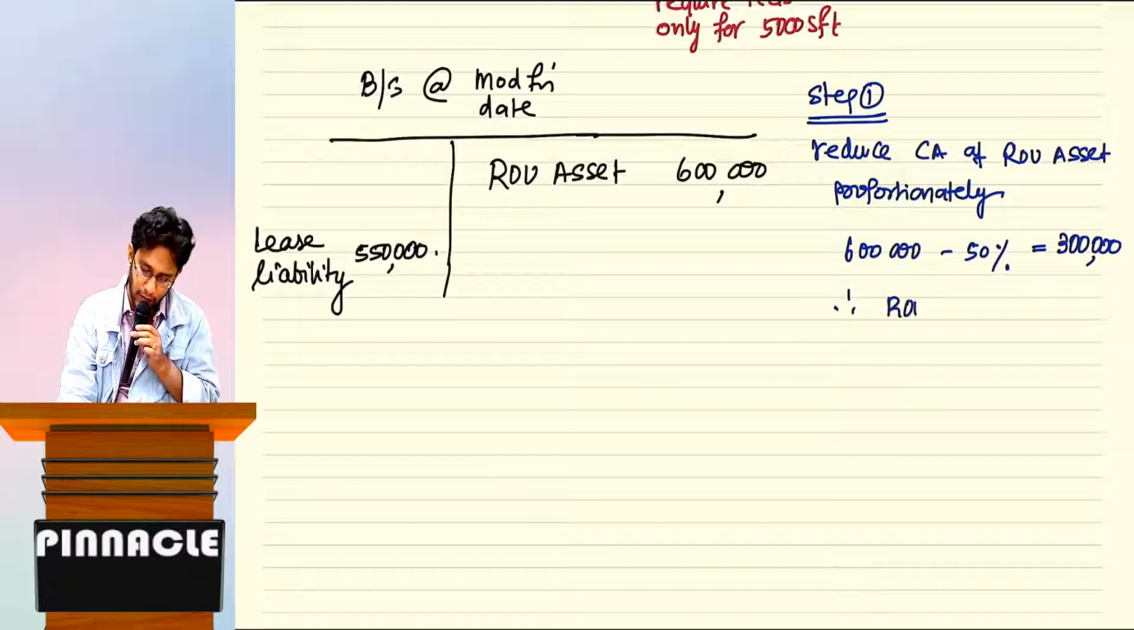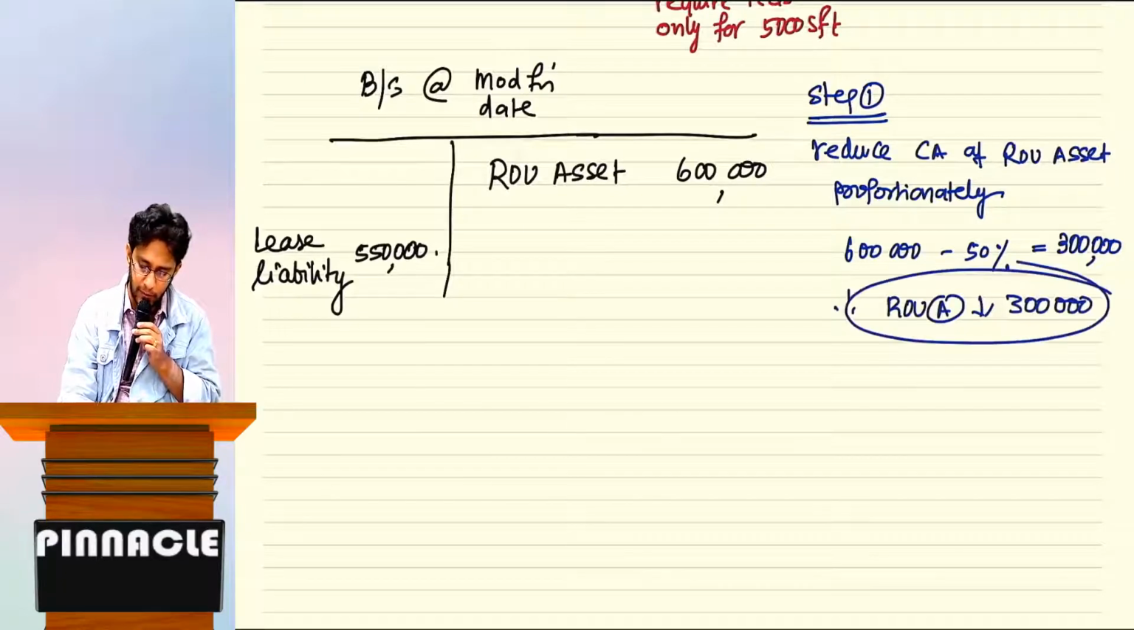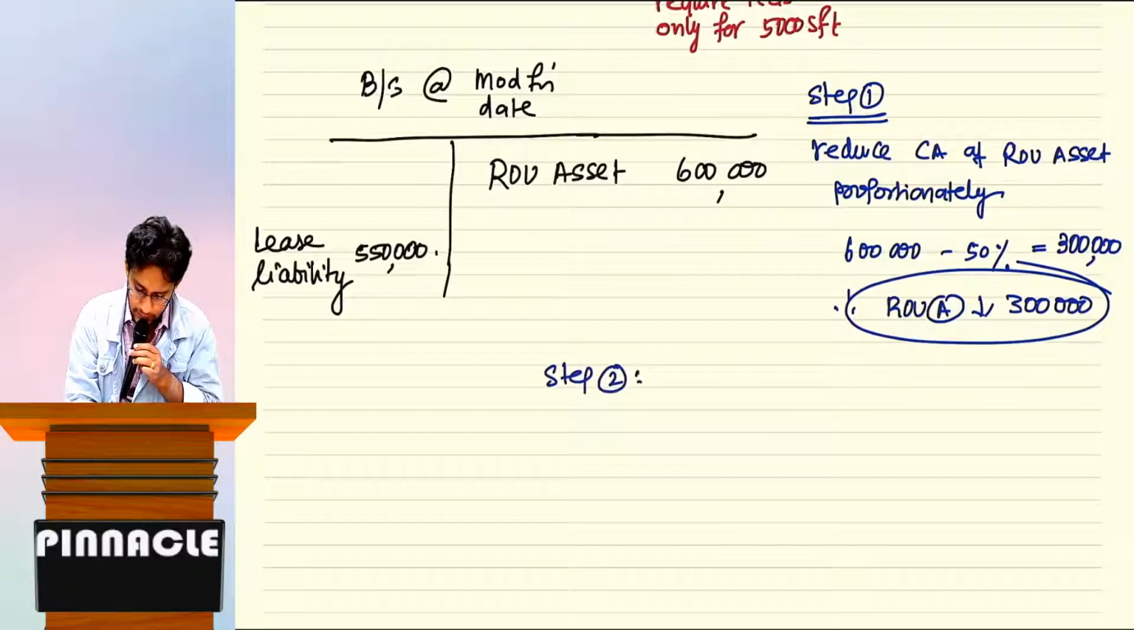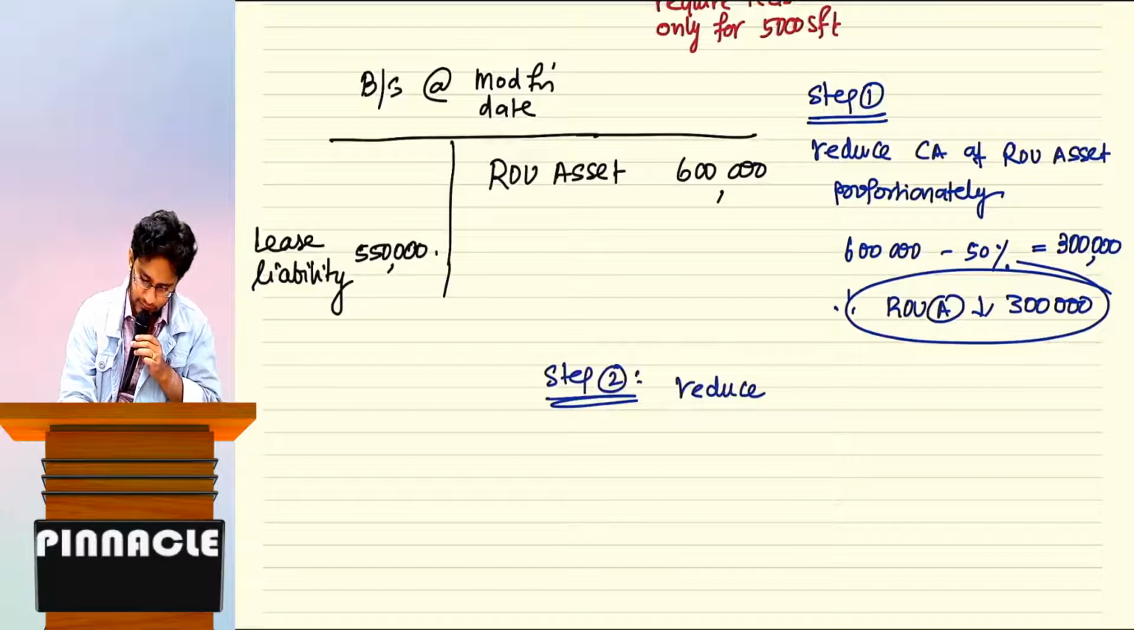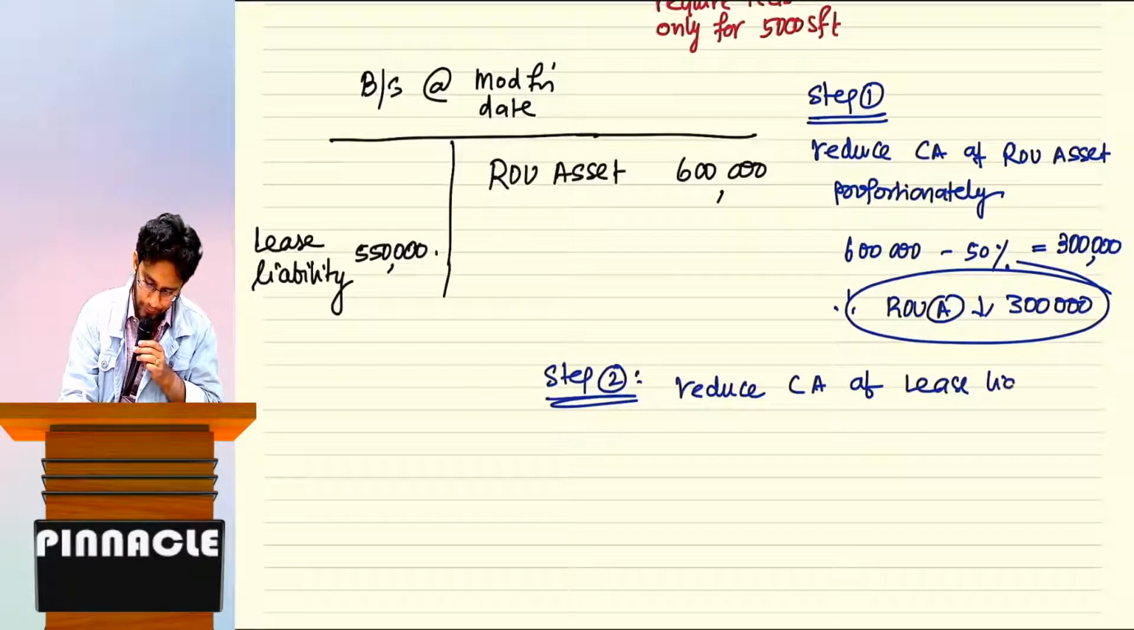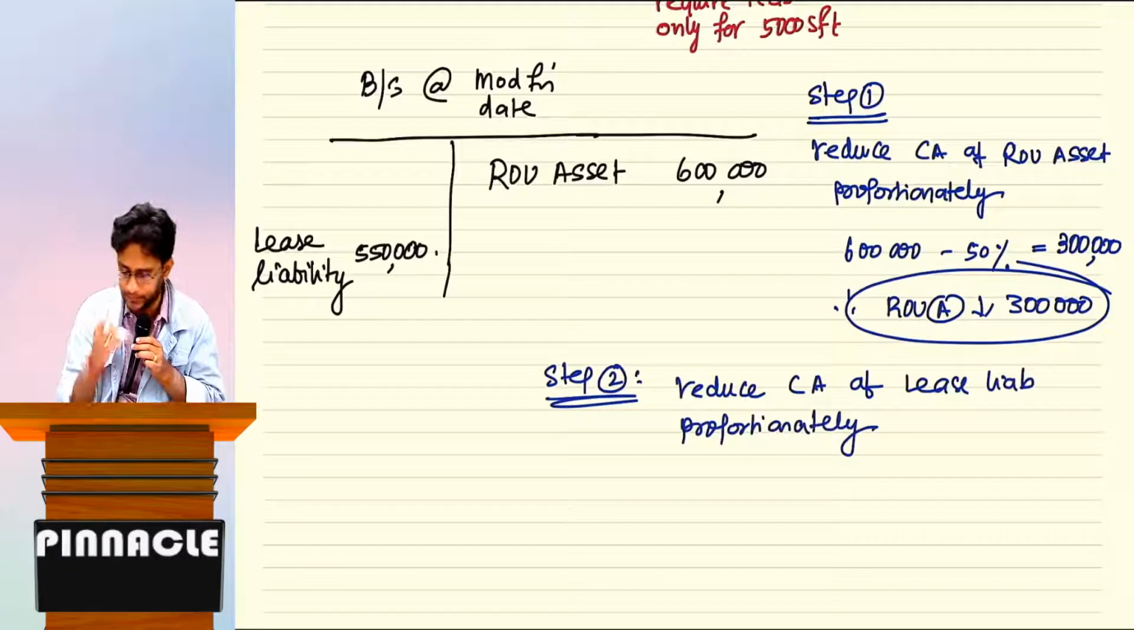Therefore, ROU asset is going to be reduced by 3 lakh rupees. Remember this. Step 1 is done. Come to step 2. Reduce carrying amount of lease liability proportionately.